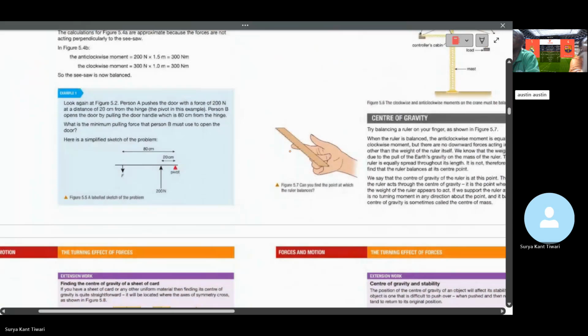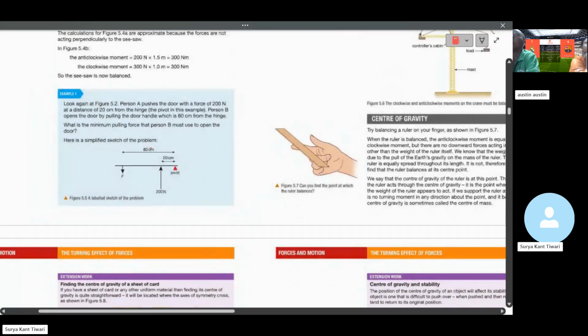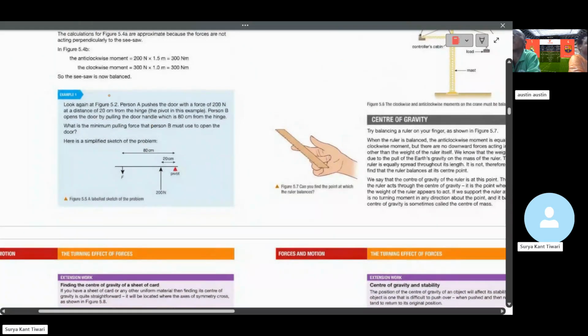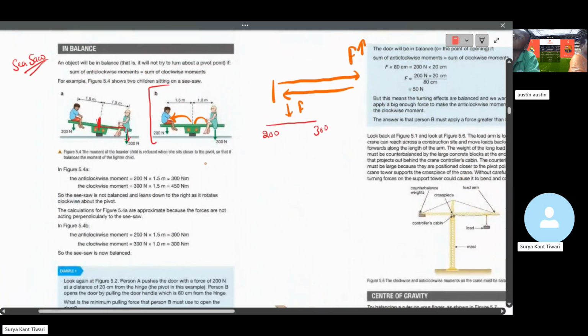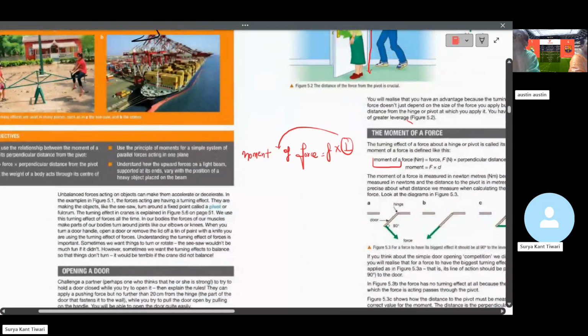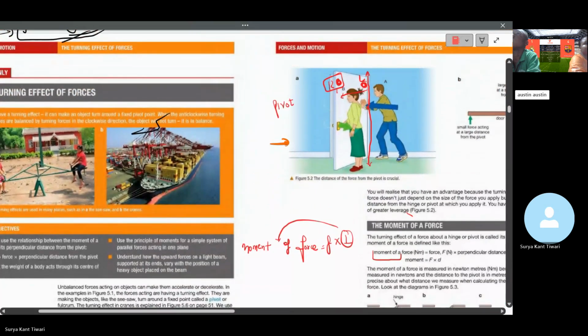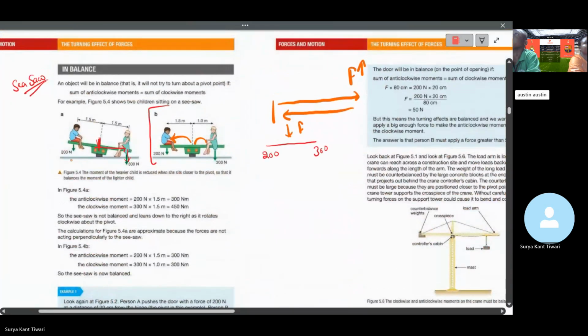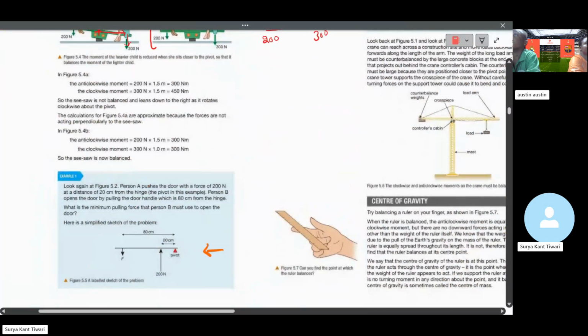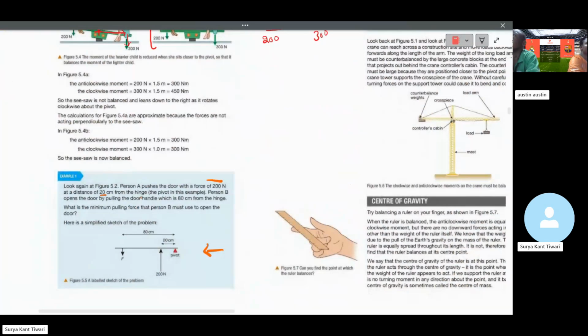So this is example one. Look at figure 5.2. Person A pushes the door with force 200 Newton at a distance 20 centimeter from the hinge. Person B opens the door by pulling the door handle which is 80 centimeter from the hinge. What is the minimum pulling force that person B must use to open the door?